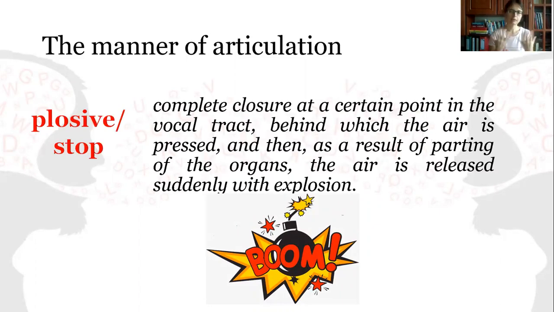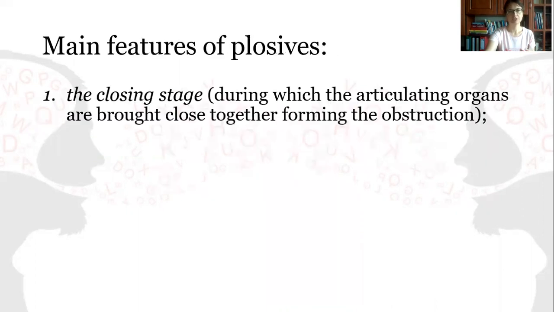There is a complete closure, right, at a certain point in the vocal tract, behind which the air is pressed, and then when we suddenly part the articulators, the air is released suddenly with explosion. And these are the plosives, or stops in English.